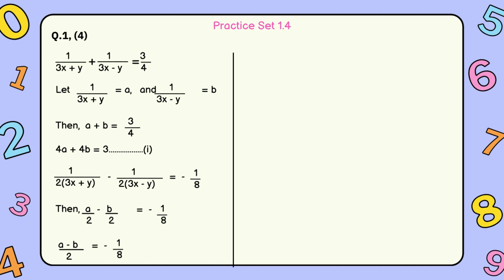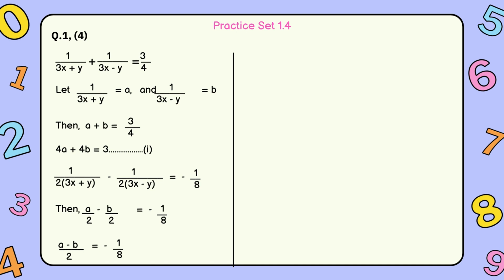These sums might seem a little confusing as they have the x and y in the denominator, which gets a little confusing to solve. But as we can see here, the values 3x plus y and 3x minus y are repeated in both of the equations. So what we do is we assume that 1 upon 3x plus y is equal to a and 1 upon 3x minus y is equal to b.